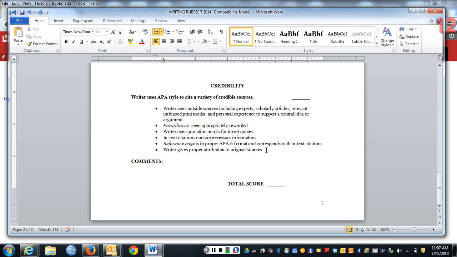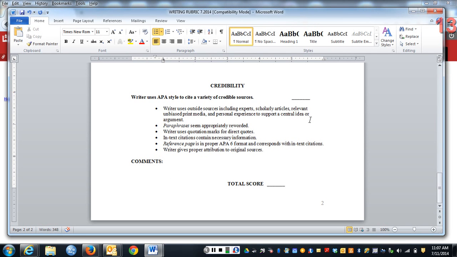And you can use anybody's ideas as a starting off point where you're going to jump from their idea to your idea, based on their idea plus other information gives you your new idea. That's perfectly okay. You just have to make sure that you attribute that original source where it needs to be attributed. And of course you would write comments again. And then the person would get a total score.